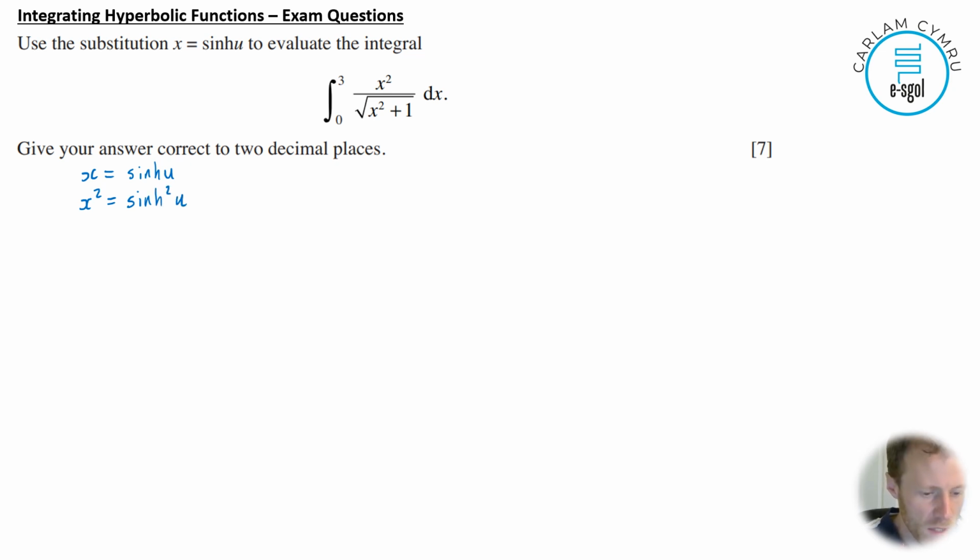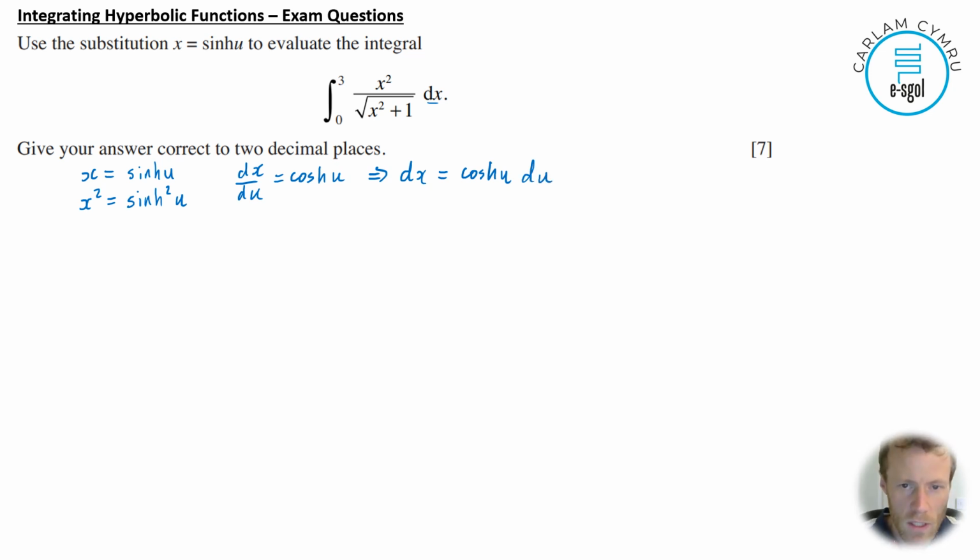And then we also want to think about replacing anything involving an x. So I need to find out what dx by du is. dx over du, that's cos u. And that then implies, because I need to replace the dx element, dx is equal to cos u du.